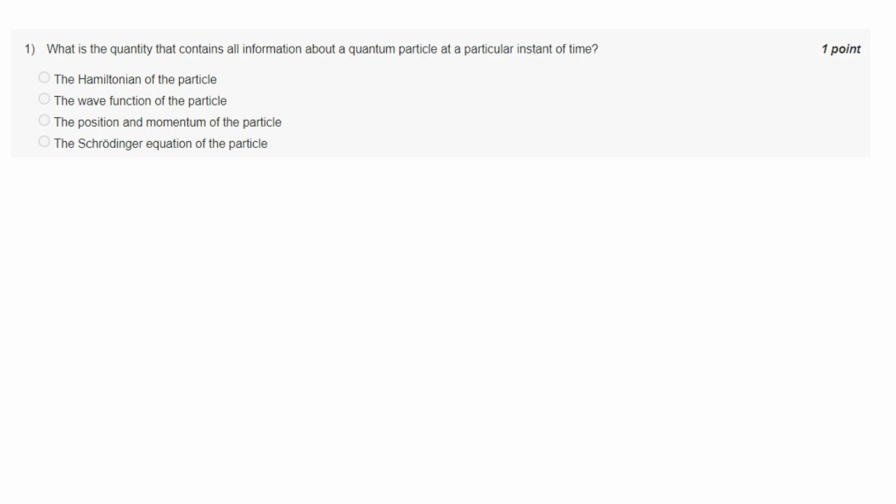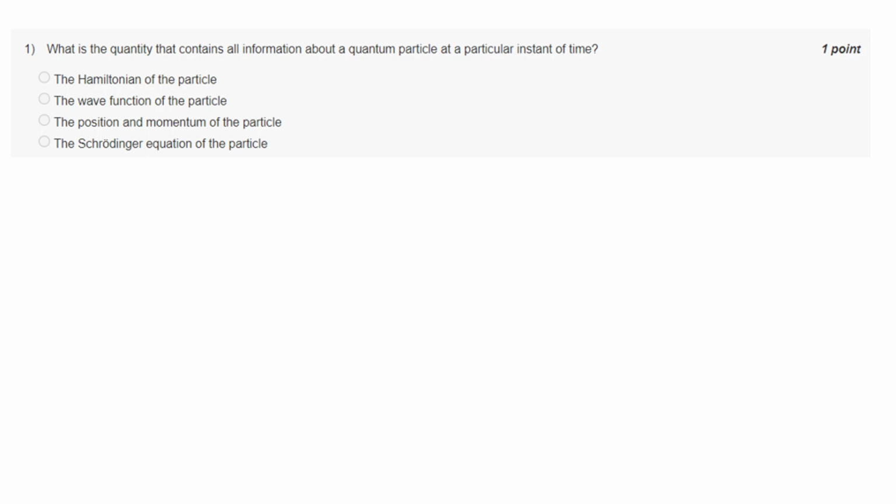Sir, the wave function of the particle. The wave function of the particle, correct. So you can also find the reference in lecture number 2, where it is mentioned clearly that the wave function of a particle actually says everything about the system.